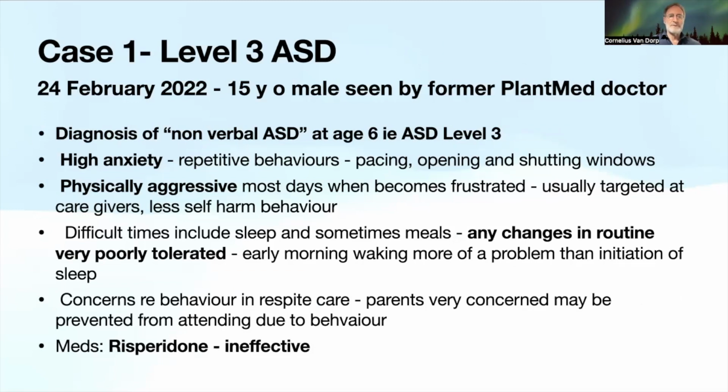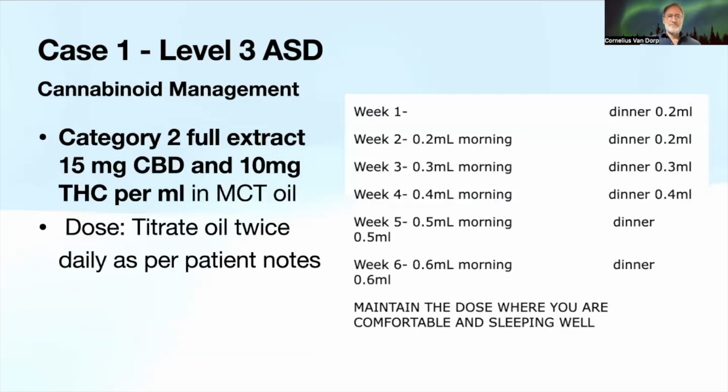So this kid came to me. Diagnosis of non-verbal ASD level 3 at age 6. High anxiety, physically aggressive, any changes in routine very poorly tolerated. Meds tried: risperidone, which was completely ineffective.